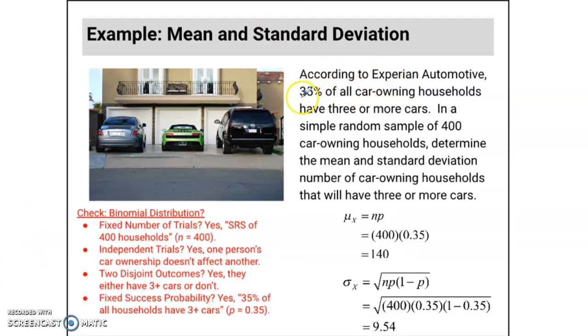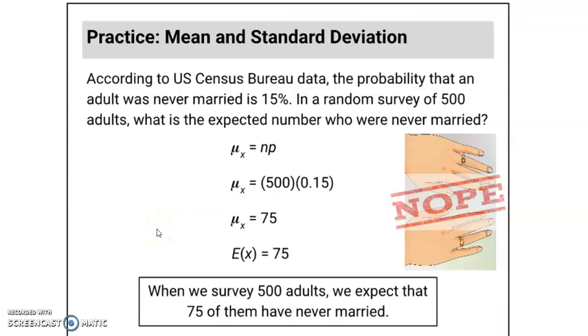For the example, there are 35% of all car-owning households that have 3 or more cars. You should remember this from earlier. I can figure this out very easily by saying, well, the number of trials is 400. They're independent trials. They have 2 disjoint outcomes. It's either 3 plus cars or they don't have 3 plus cars. And there's a fixed probability of success, which means 0.35. So I'm able to take the n and the p and multiply them together. That's 140. That's the expected value or the mean of the distribution. And the standard deviation of this distribution is just plugging numbers into a formula. No big deal. This is the practice question, which will round out our presentation for today.